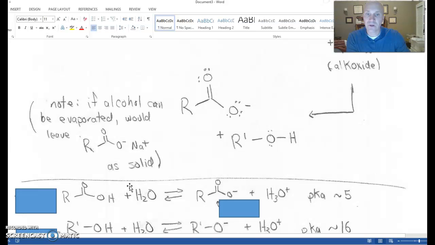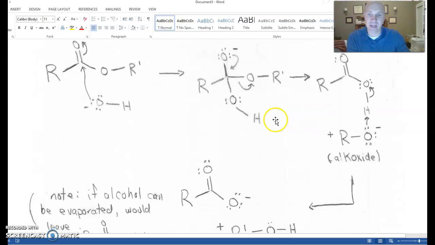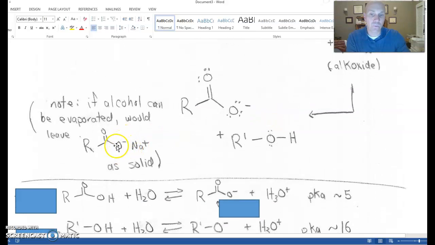And again, when you say the sodium salt, another way of saying that is that it would be the conjugate base of the carboxylic acid. So if we actually wanted the carboxylic acid, all we would have to do is treat it with a little acid, something like some hydrochloric acid in water, for example, and that would give us the carboxylic acid.